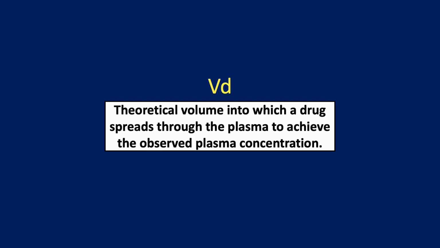This is the volume of plasma required to account for the total dose of that drug being given, if that drug was only present throughout the body at the same concentration as that found in the plasma. That may sound a bit complicated, but will be discussed a little bit later. It's documented as litres per kilogram, and the volume of distribution is clinically important to determine the loading dose of a drug and estimate blood concentrations in the treatment of overdose.